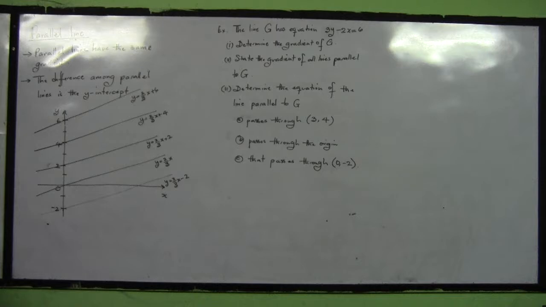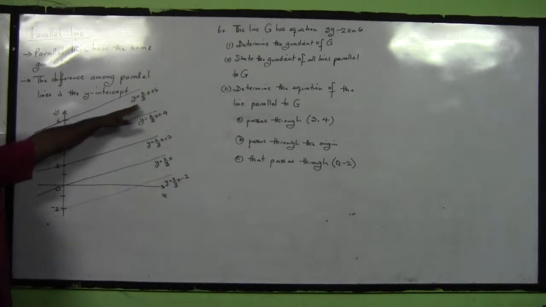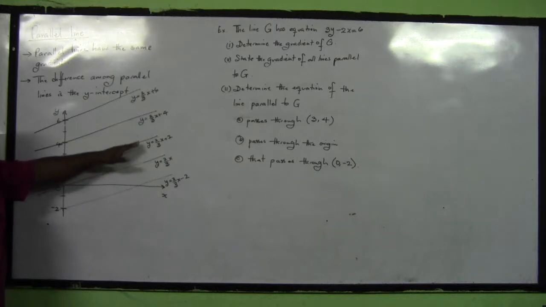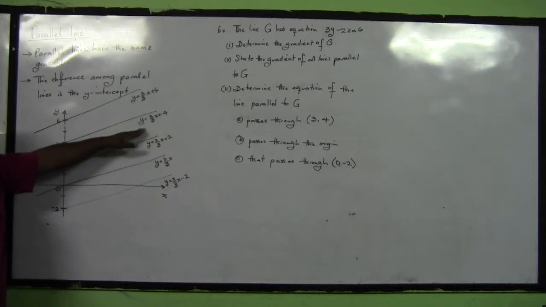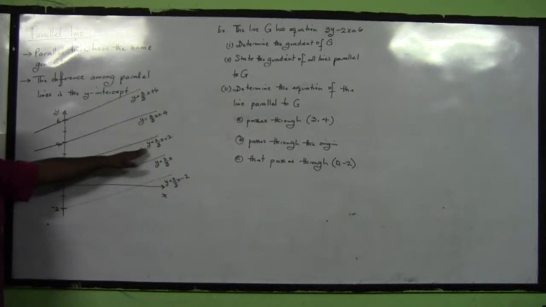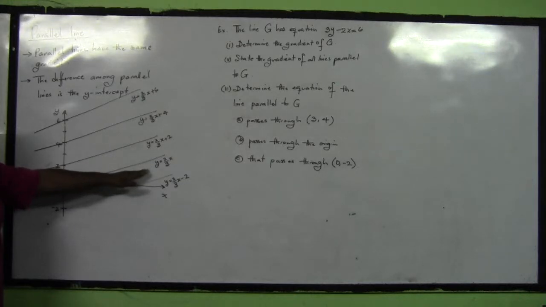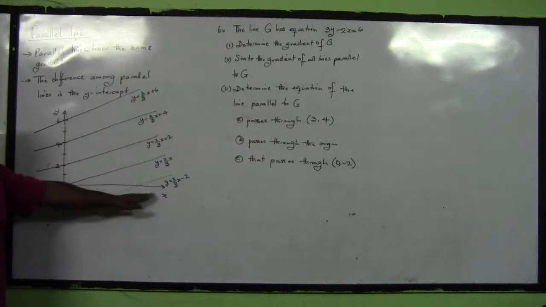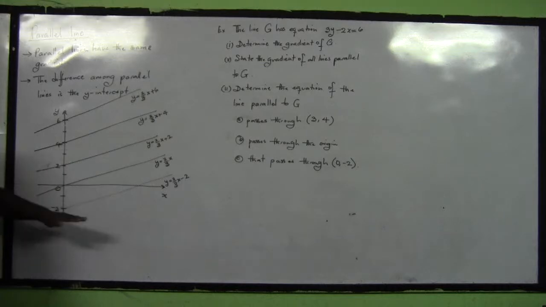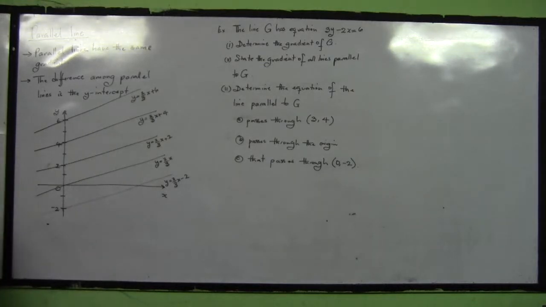Have a look at this. What is the gradient of this line? 2/3. Talk to me. 2/3. Gradient of this line, 2/3. So these lines all have the same gradient. So these are examples of parallel lines.